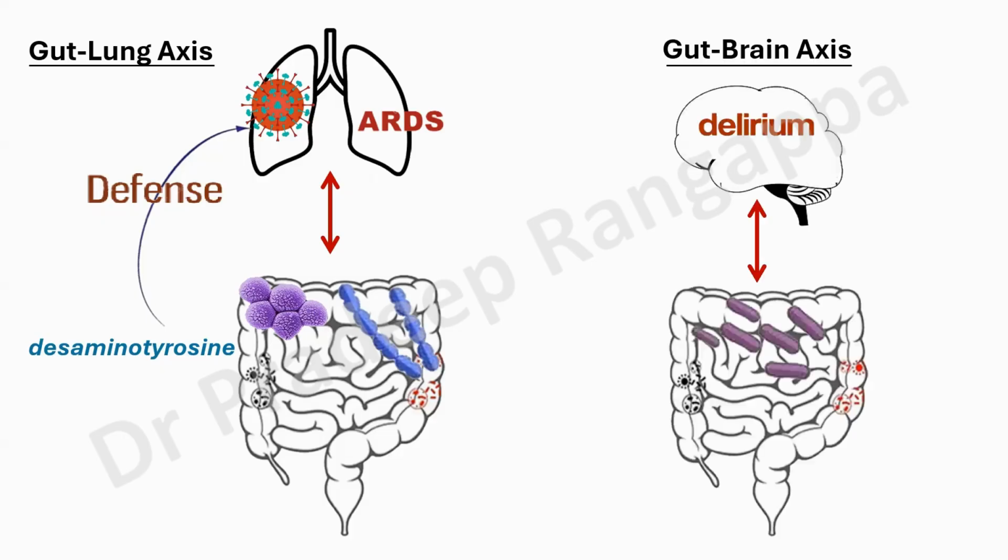What it tells us is that if someone is colonized with enterobacteria in the gut, there is a direct correlation with an increased risk of patients having delirium. And if there are urease-producing organisms, there is increased ammonia production that can lead to brain edema and brain dysfunction. So these are called the gut-brain axis.